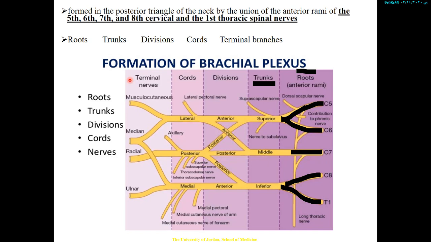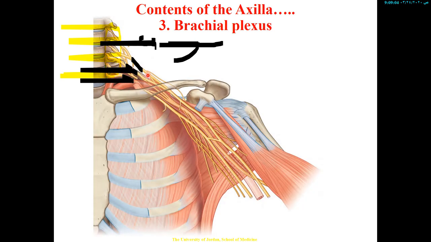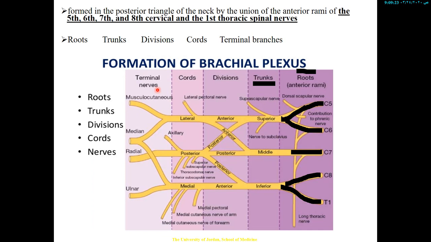Now each trunk will subsequently divide into anterior division and posterior division. Let's go back here. This is a very complex division according to the anatomical position. Some of them would go anterior, some of them would go posterior. Anterior division, posterior division. So in this chart, it is clear here. We can talk about it in details. That was the upper trunk. It divides into anterior and posterior division.